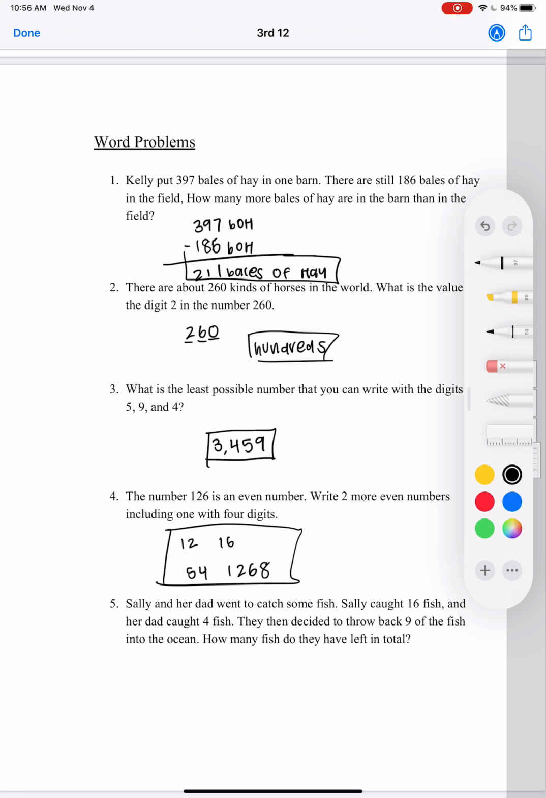Sally and her dad went to catch some fish. Sally caught 16 fish and her dad caught 4. They then decided to throw back 9 of the fish into the ocean. How many fish do they have left in total?